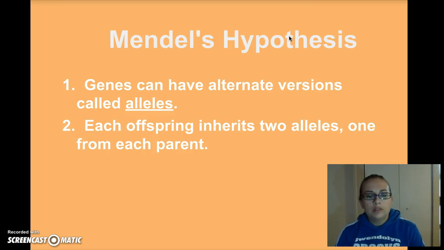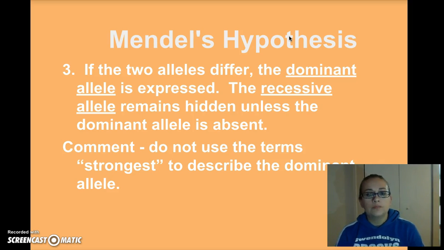So Mendel's hypothesis had several parts. First, he said genes can have alternate versions, which he called alleles. So each offspring inherits 2 alleles. You get 1 from each parent. So what that means is that the F1 generation was getting 1 purple allele from the 1 parent and the 1 white allele from the other parent. So that offspring would have 2 alleles.